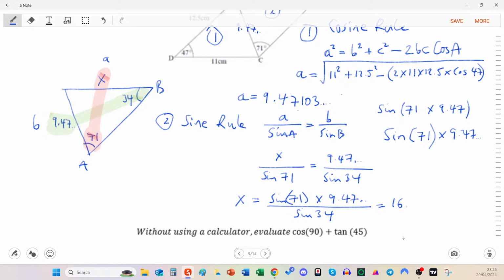All right. 16.01421767. It's in centimeters. Let's do it to one decimal place. All right.